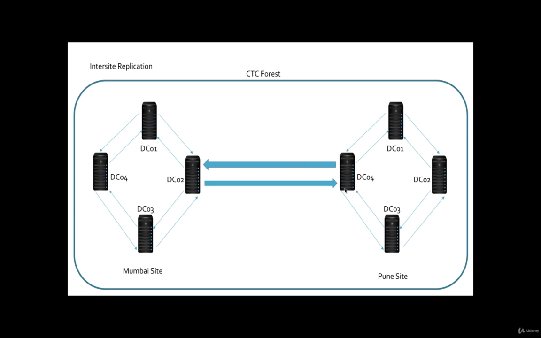When any change is made in a domain controller, the first chosen bridgehead server replicates the changes to its connected bridgehead server. If any changes occur in any of these domain controllers, first this DC02 bridgehead server will replicate the information to its Pune side bridgehead server, DC04. Then this DC04 server subsequently replicates the changes to its other domain controllers in the Pune site.